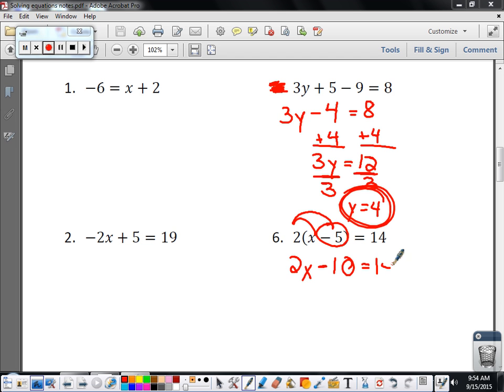Now we're in a familiar situation. Again, guys, when you distribute, you got to understand the operation that's happening is multiplication. What do I do here? Add 10. I want that to get to 0, right? Add 10. Whoops, I didn't need to bring down my equal sign right there. Pen is not working as well today. So 2x equals 24. Now what?